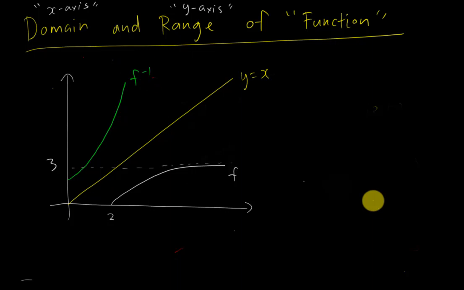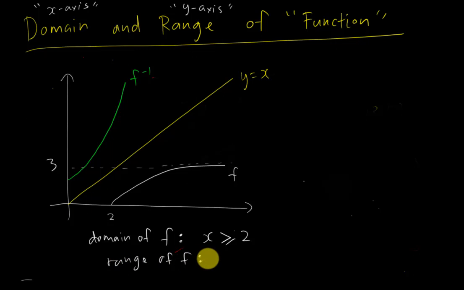So let's go back to f first. For f here, if I want to write the domain of f, what I can know is the domain is only from 2 onward, going up to infinity. So I can say my x is bigger or equal to 2. This is the information I have over here. And the range over here, it seems like it won't go beyond 3. So I can say the range of f for this curve is from 0 to 3.